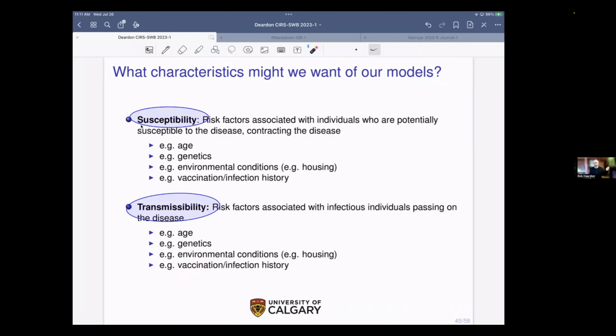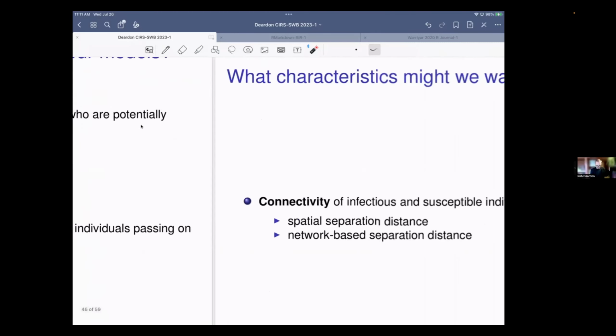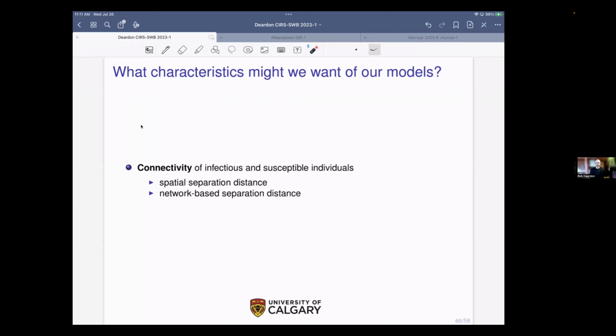So it could go either way, right? So there are two things, what we call susceptibility and transmissibility. And then there's another issue of connectivity. Okay? How far apart are particular susceptible and infectious individuals? And we normally model that in one of two ways, or possibly both.